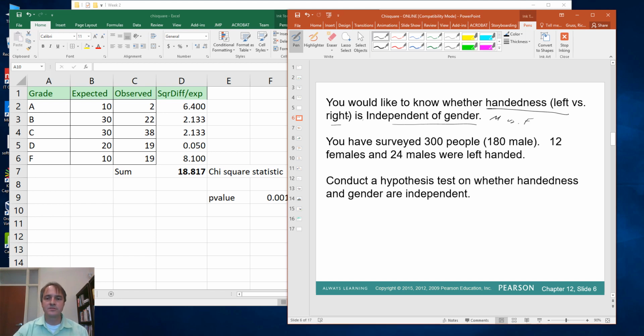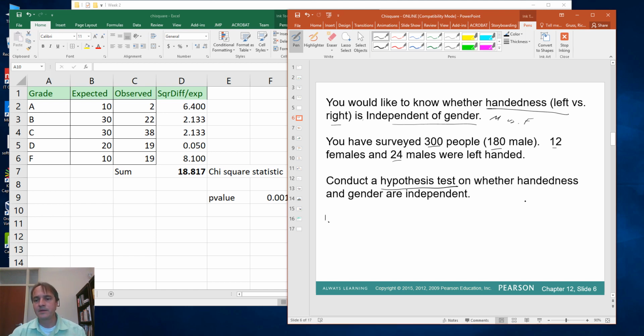So we've surveyed 300 people, 180 male, and we found that 12 females and 24 males were left-handed. So conduct a hypothesis test on whether handedness and gender are independent. This is exactly the sort of question that I would give on an exam. And so once again we're doing a hypothesis test, and a hypothesis test, of course, always begins with hypotheses. So if we are testing handedness and gender, what is our null hypothesis?